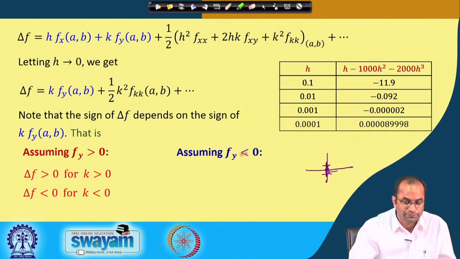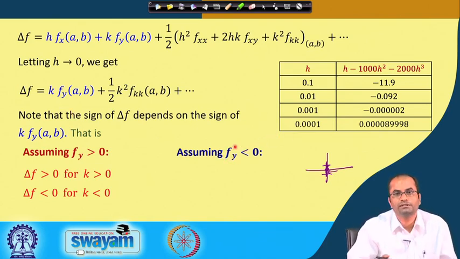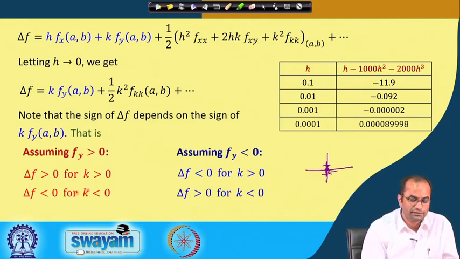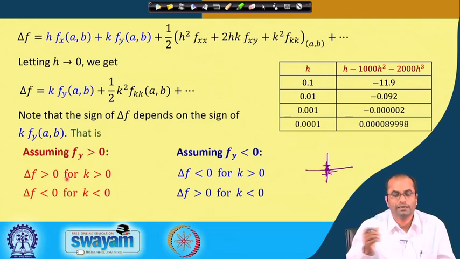And if we assume the other case, that f_y at this point (a, b) is negative, because we do not know what it is, then again we have delta f less than 0 and delta f greater than 0 at points in the neighborhood. So, what we observe is that whether f_y is positive or negative, delta f is changing its sign. The delta f was the difference between the value at the point (a, b) and the value in the neighborhood.